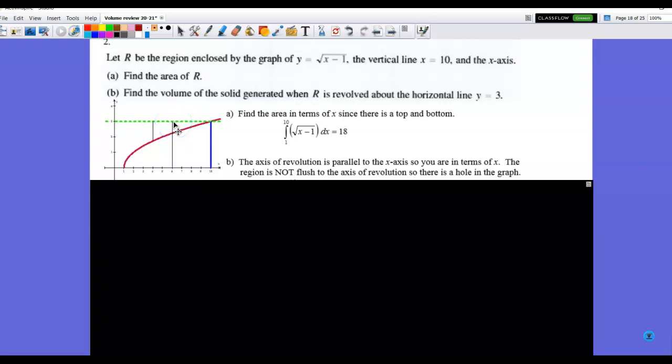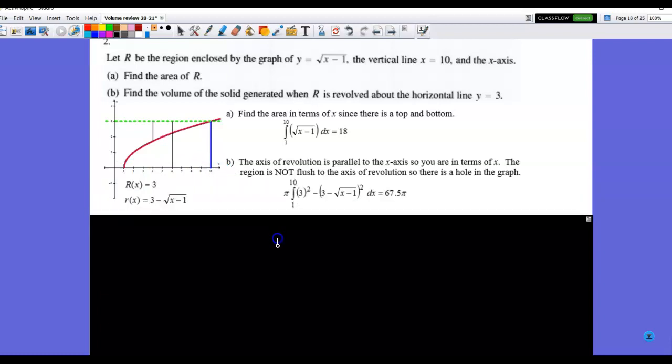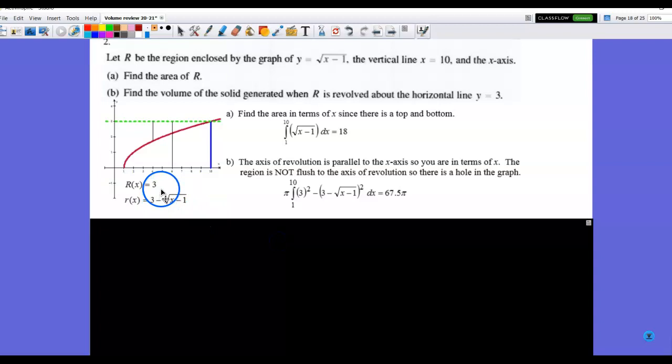So big R is top 3 minus bottom, which is 0. So 3 minus 0 is 3. Little r is going to be top 3 minus the bottom, which is the square root of x minus 1. My lower bound, I can visually clearly see, I don't have to work for it, is 1, and my upper bound is 10 because we are in terms of x. So again, big R is 3, little r is 3 minus square root of x minus 1.